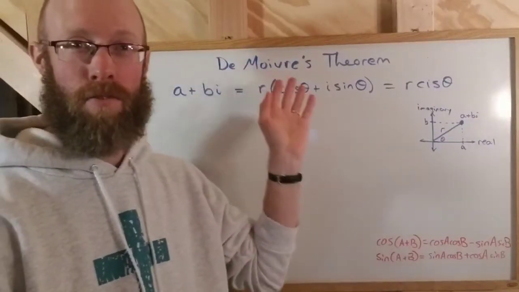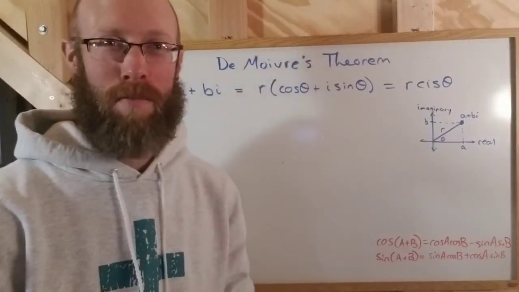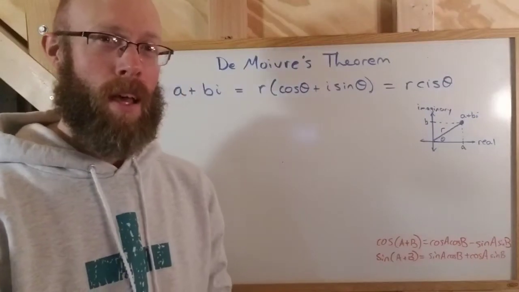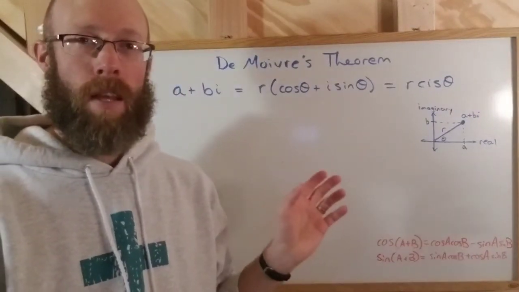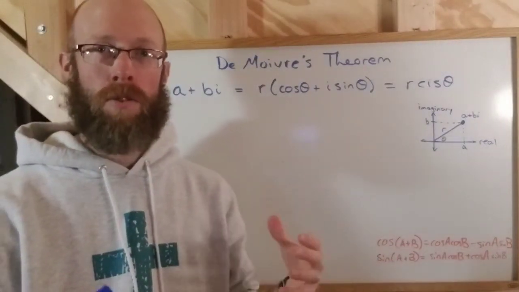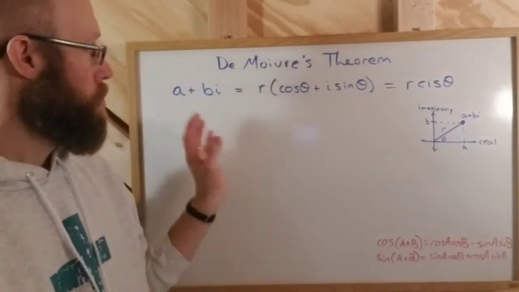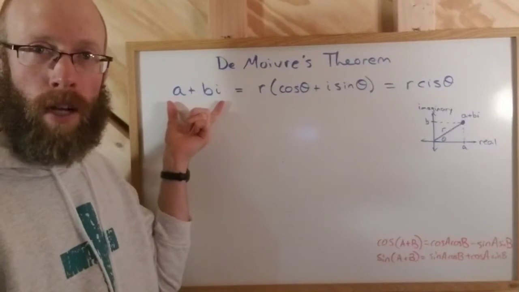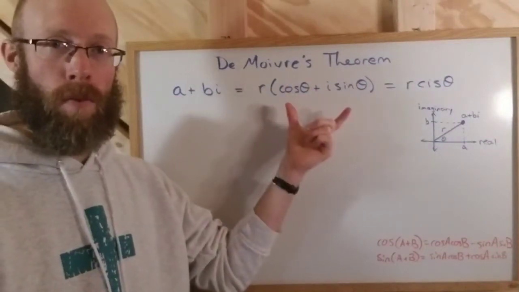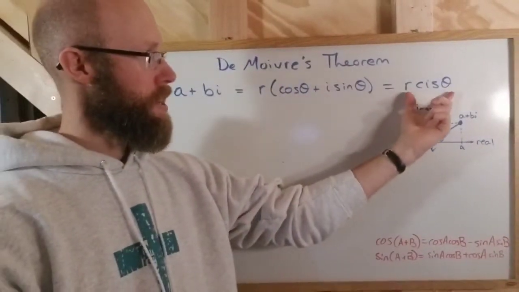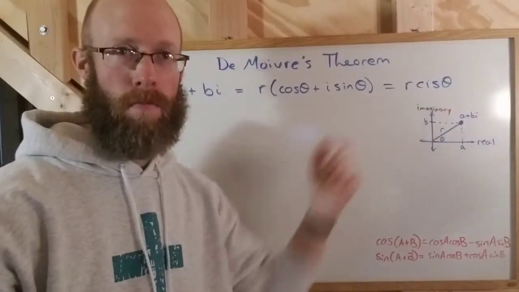But anyway, he's a French guy, an old mathematician, who came up with this theorem. Basically, the theorem talks about powers and roots of complex numbers. Okay, so remember, we have the rectangular form of a complex number, we have the trig form of a complex number, and we have this kind of shorthand way of writing the trig form of a complex number.